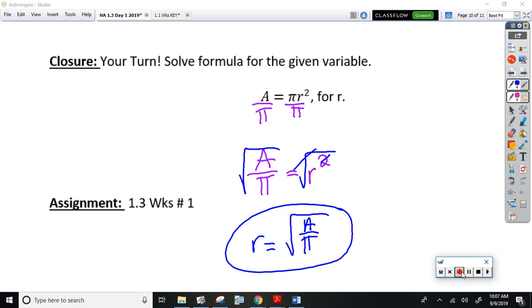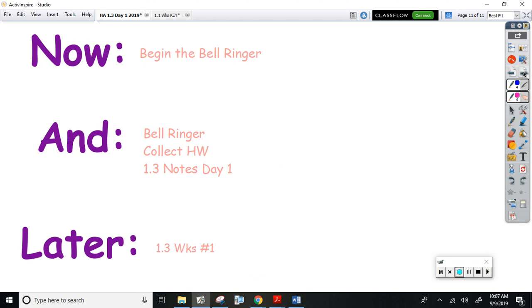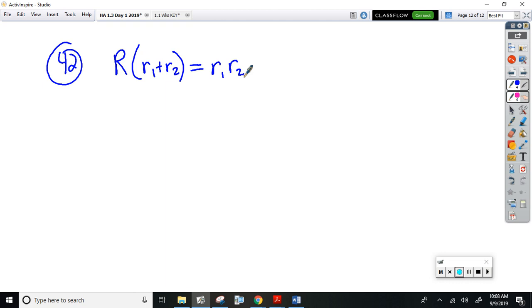Because this is the side that most of you will have the most trouble with. This is the grayed out side. So we'll just start with the first one. 42. They want you to solve this for capital R.